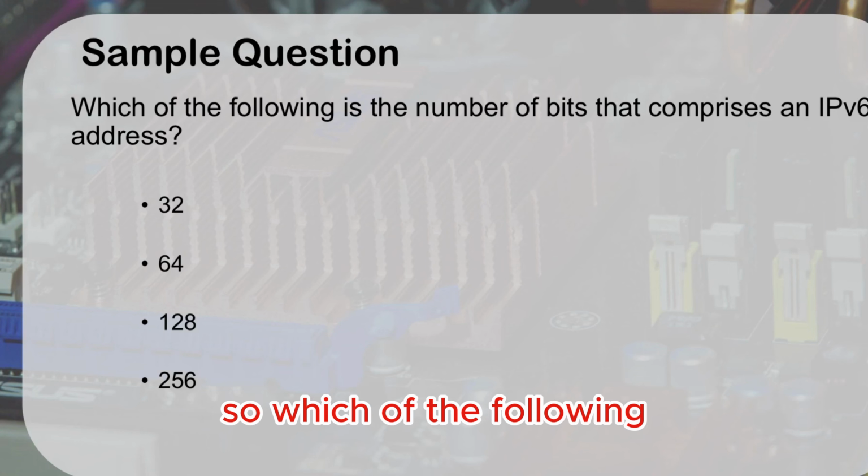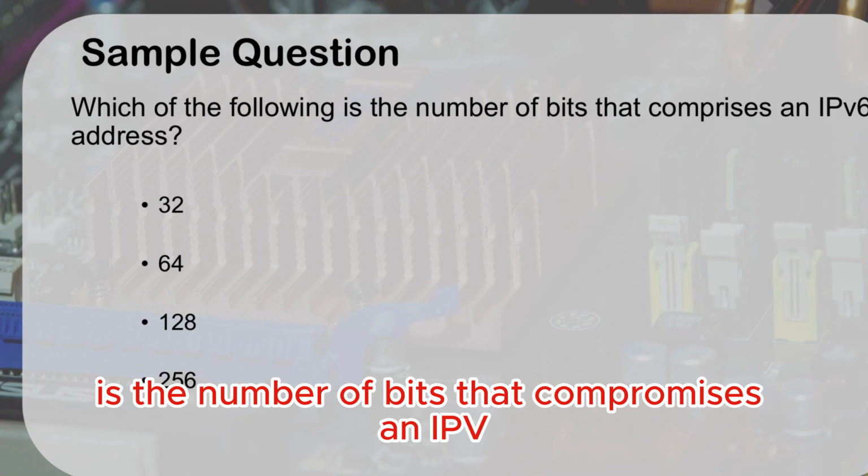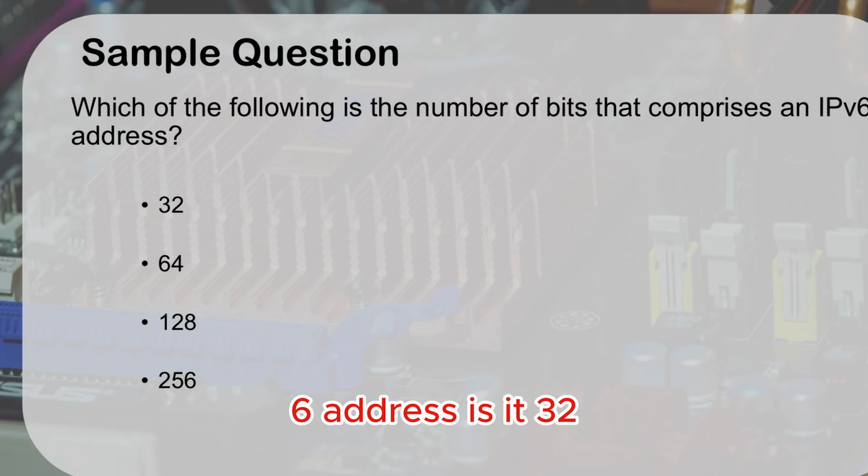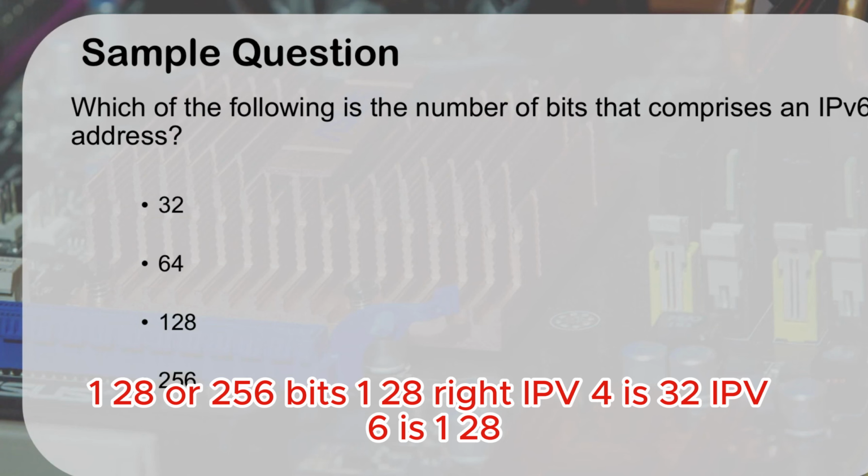So which of the following is the number of bits that comprises an IPv6 address? Is it 32, 64, 128, or 256 bits? 128, right? IPv4 is 32, IPv6 is 128.